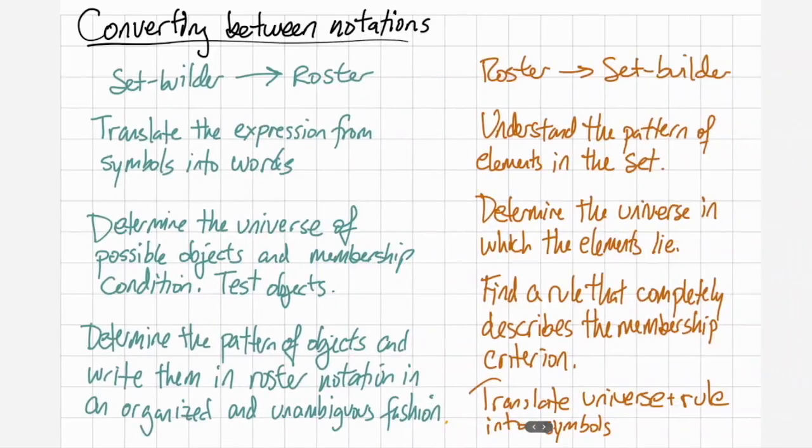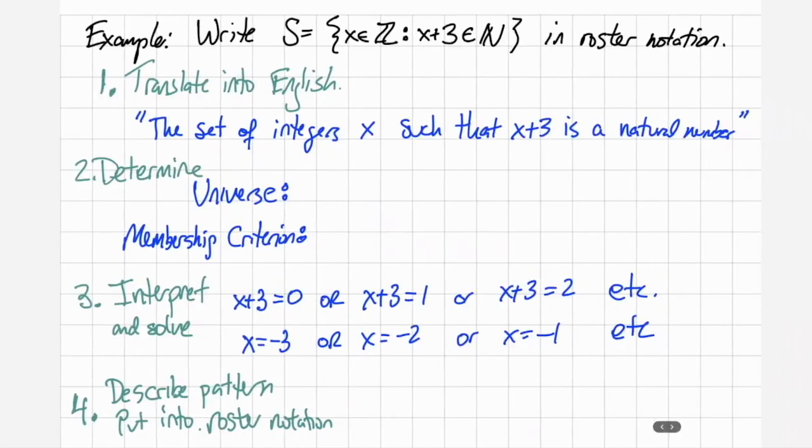Alright, now let's say you're going back the other way. Let's say you have something written in roster notation, and you want to write it in set builder notation. Since it's in roster notation, you'd want to understand what's the pattern of elements in the set. Once you understand that pattern, then you can start to say, okay, well, what's the universe in which the elements lie? And what's the rule that completely describes the membership criterion? What is the rule that says this element should be in the set and another element shouldn't be in the set? And then you translate the rule and the universe into symbols so that people can read it in set builder notation.